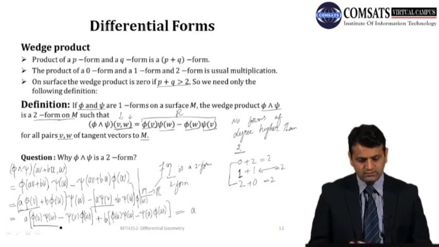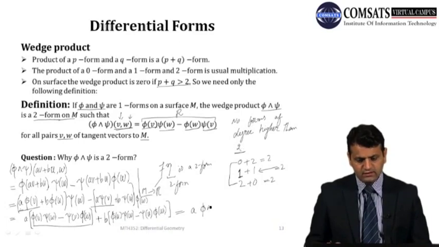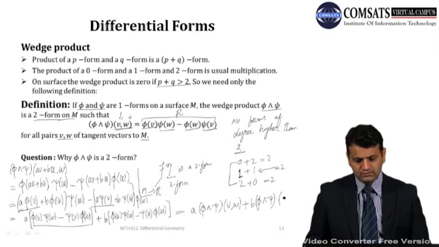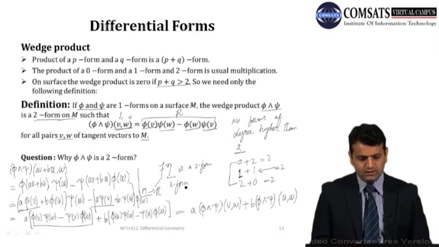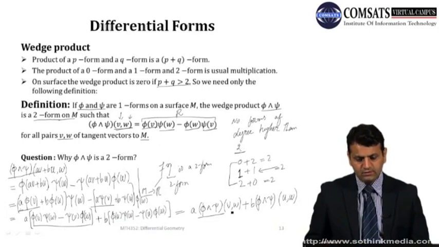Now what is this expression? This is in fact the wedge product of phi and psi on the vectors V, W, plus B times the wedge product of phi and psi on the vectors U, W. So where did we start? Phi wedge psi on (aV plus bU, W). So this is equal to a into phi wedge psi (V, W) plus b into phi wedge psi (U, W).